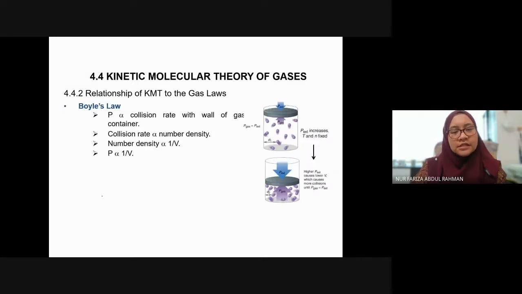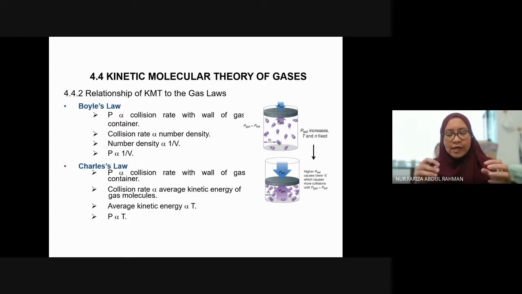Okay, so this is the relationship of KMT to the gas laws. Nak menunjukkan that KMT ni dia actually align with gas laws. Gas laws like Boyle's law, Charles' law, Avogadro's law. So these laws are actually aligned with KMT. Dia bukan suka-suka come out dengan these theories. It's based on the gas laws that have been developed previously.